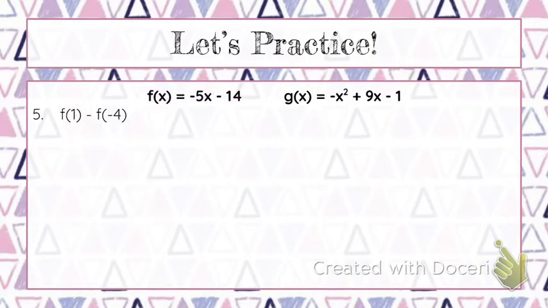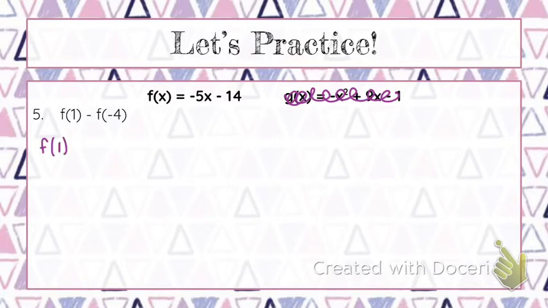Okay, so this one has two parts. We have f of 1 minus f of negative 4. And the easiest way to do this is to solve separately for f of 1 and f of negative 4, and then subtract your answers. So that's what we're going to do. We don't need g at all because these both are f functions.